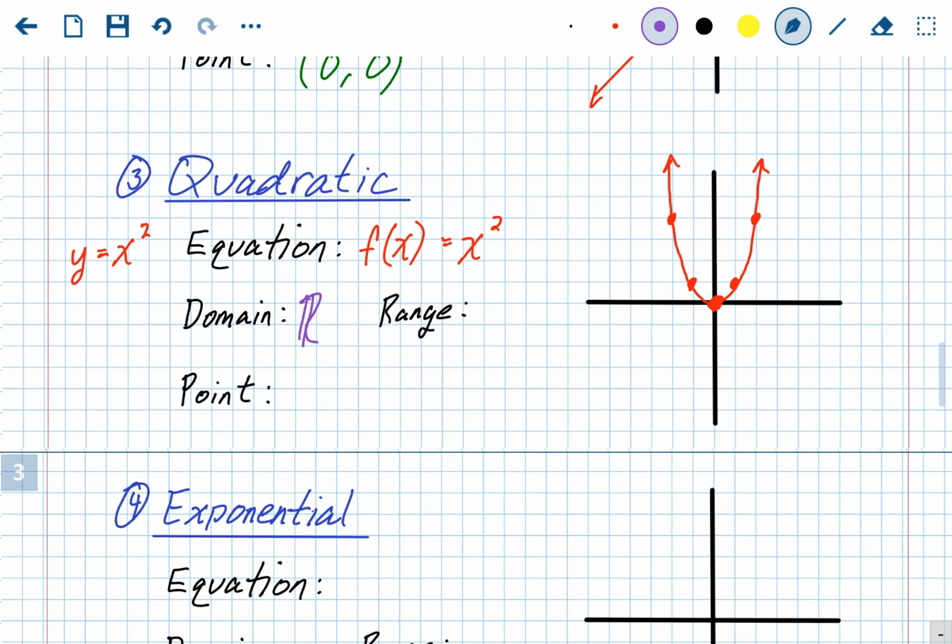So the range on this is that you'll notice that none of the values are lower than 0. No y values are less than the origin. There's nothing below the x-axis. So your range is all y values greater than or equal to 0. And then the important point on this one again is going to be the origin, (0, 0).